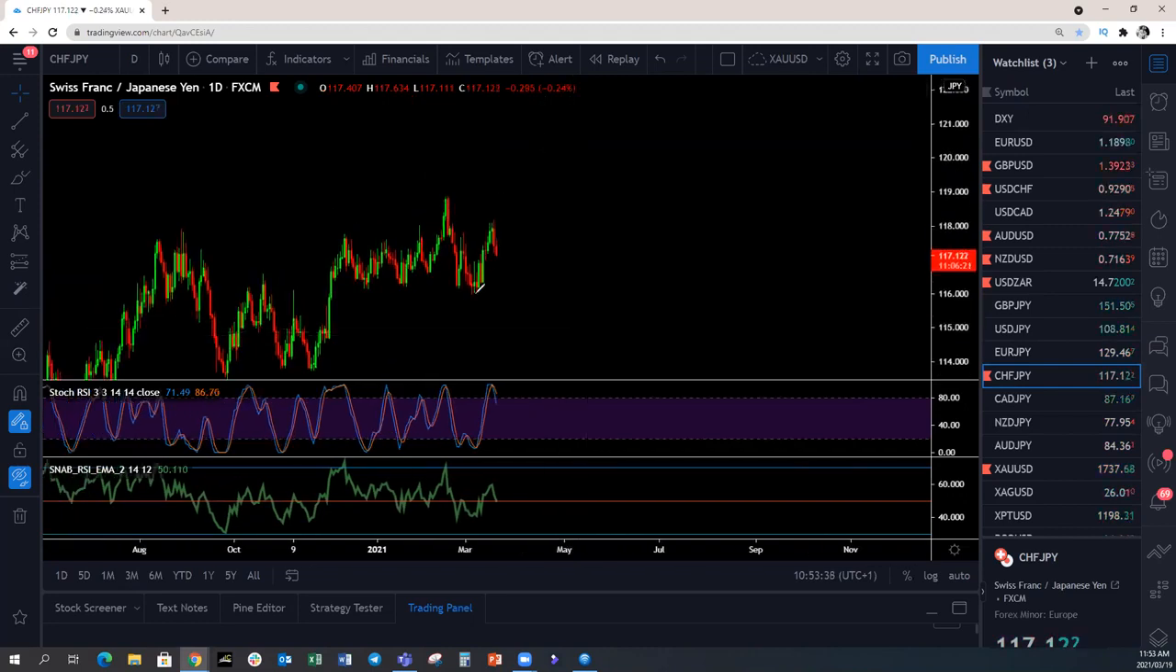There is a Chief Yen as well. It looks like we've got this on Chief Yen. Look for this to do that. Continuation to the downside on Chief Yen.